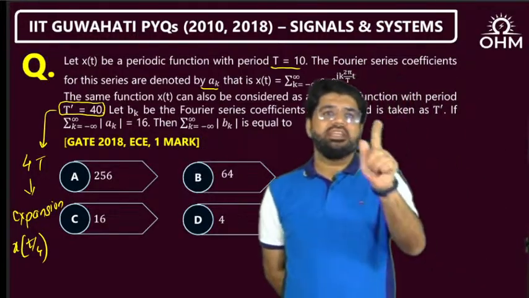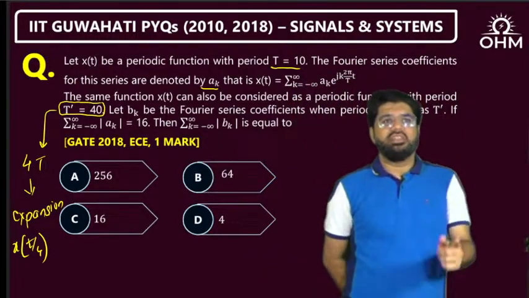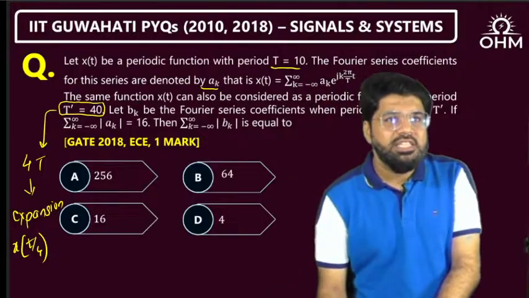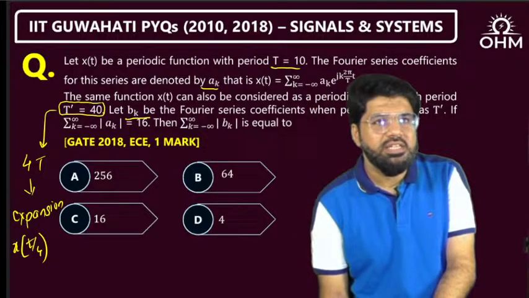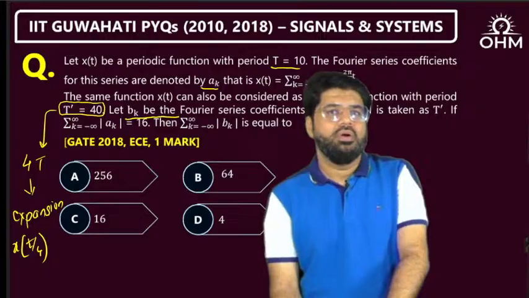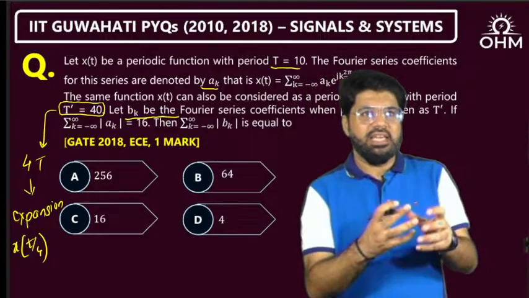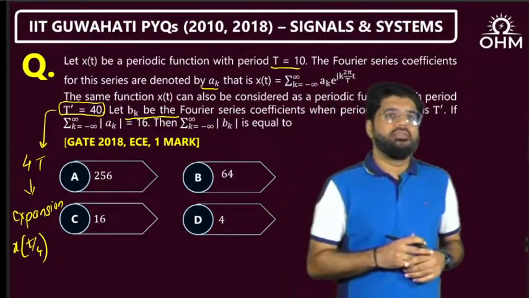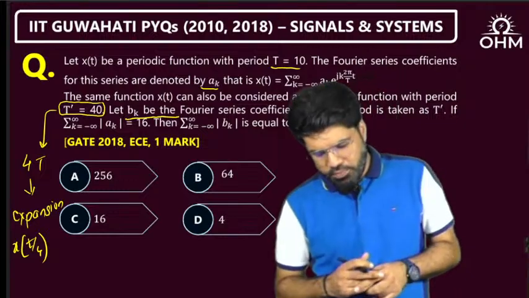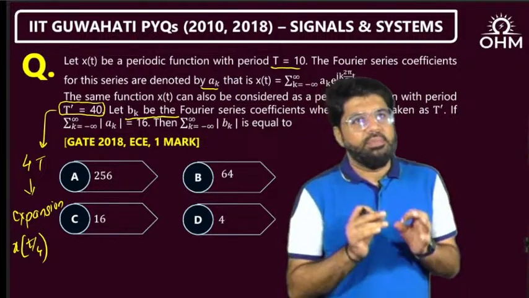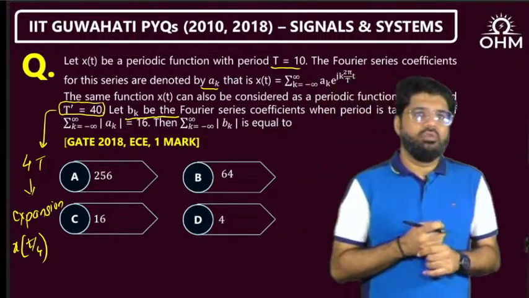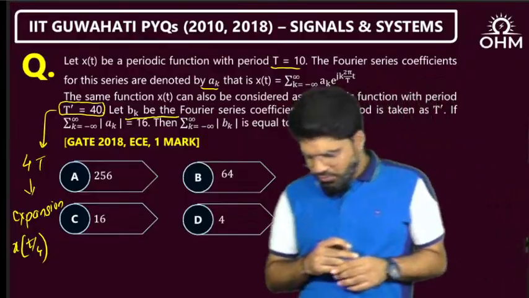So the same function can also be considered as a periodic function with the period 40, and now for this function let the Fourier series coefficient be b_k. When the period is taken as T', that is the x(t/4) signal, the Fourier series coefficients are b_k. Now they give data. Suppose summation of modulus a_k is 16. What is summation of modulus b_k?